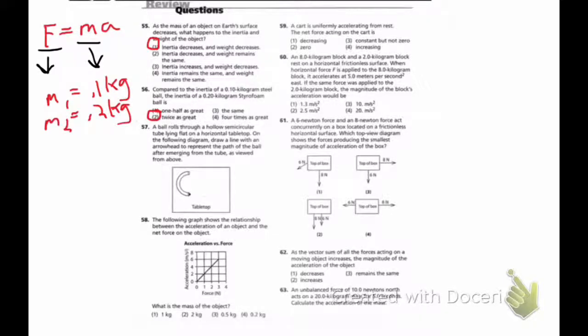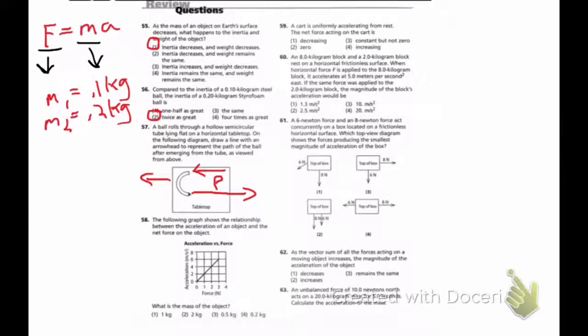The next question reads, a ball rolls through a hollow semicircular tube lying flat on a horizontal tabletop. On the following diagram, draw a line with an arrowhead to represent the path of the ball after emerging from the tube as viewed from above. Well, if the object goes into the tube in that direction, it must come out of the tube along the same horizontal vector but in the opposite direction. While in the semicircular tube, it's going to want to continue to move this way. The tube is going to orient the ball in the opposite direction.